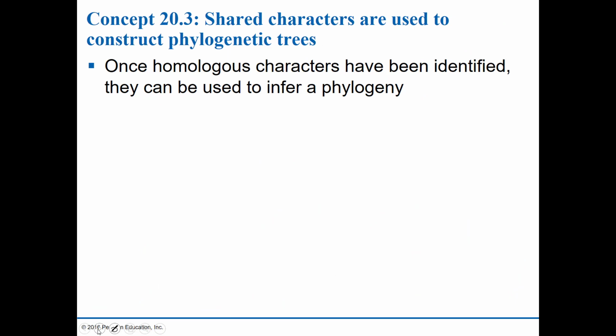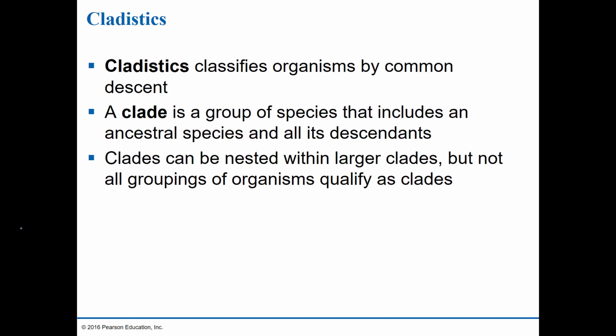Okay, so concept 20.2, section 20.2, is all about what homologous and analogous structures are, basically. So make sure that you can identify those. Concept 20.3, section 20.3: shared characters are used to construct phylogenetic trees. So once homologous characters have been identified, they can be used to infer phylogeny. And cladistics classifies organisms by common descent.